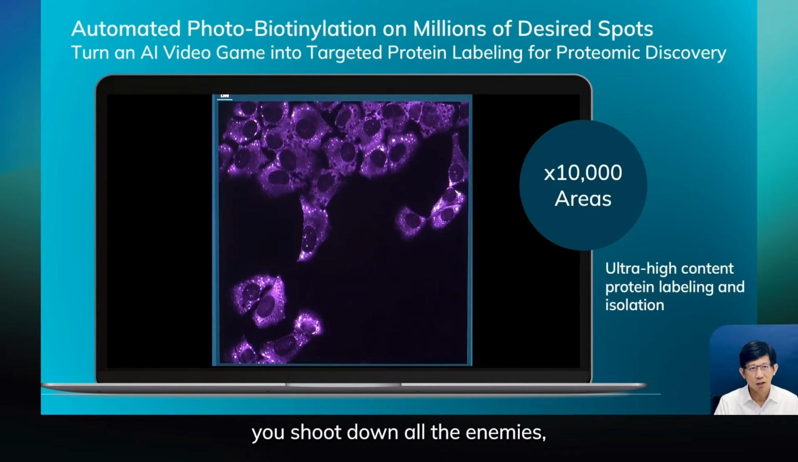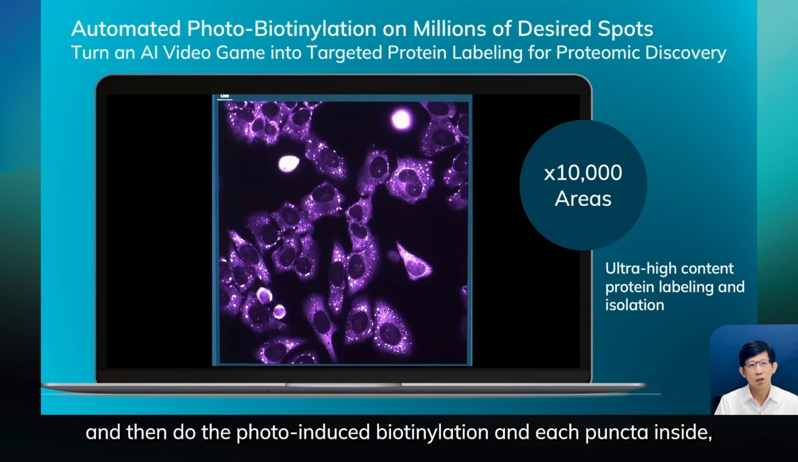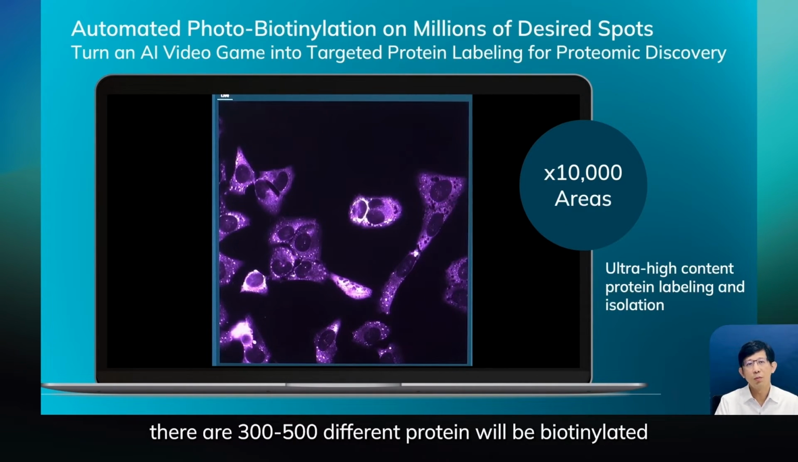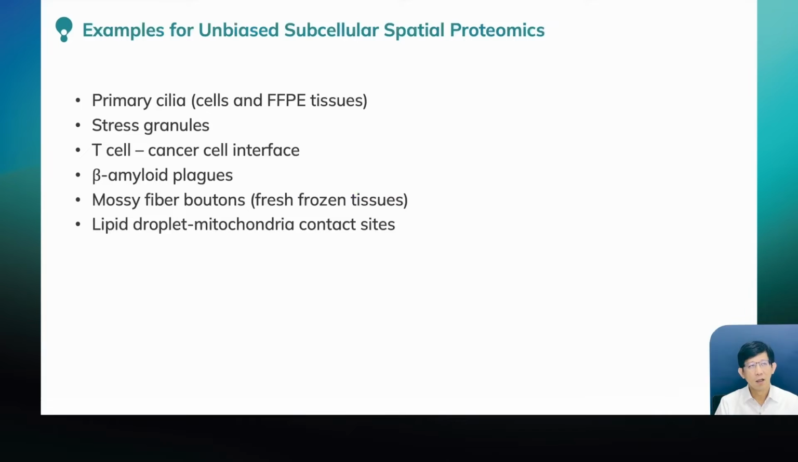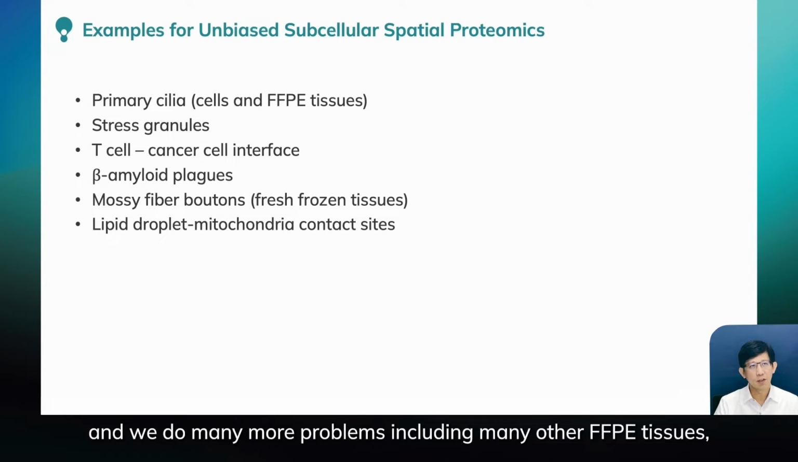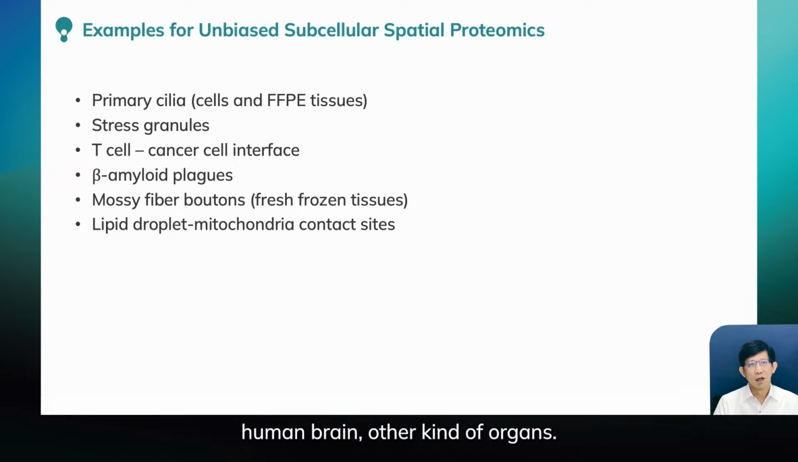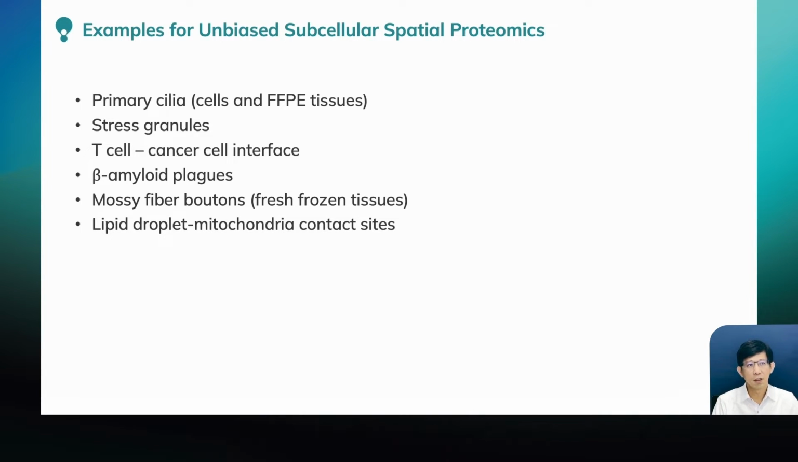So you shoot down all the enemies, you know where all the enemies are, and you just calculate where they are and then do the photo-induced biotinylation. And inside each compartment, there are 300, 500 different proteins that will be biotinylated, and you can pull them out to determine what they are. I'm going to give you 6 examples in this talk pretty quickly. And we do many more problems, including many other FFPE tissues, human brain, other kinds of organs. Those are more other people's data, so we don't show it here.